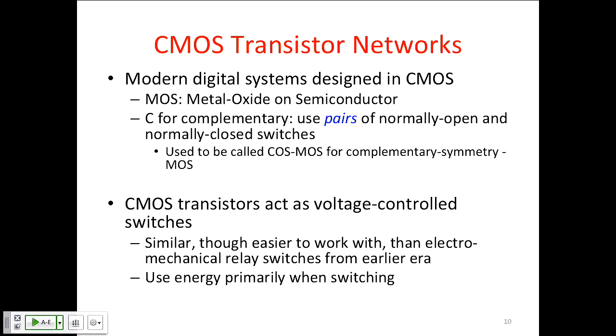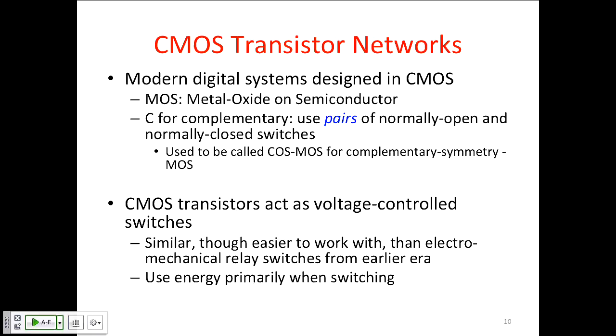MOS is metal oxide semiconductor, and that's actually 3 layers in the construction of the transistor. The control terminal is metal these days, and that's called the gate. It's insulated from the channel by an oxide, and the channel is made from semiconductor. So this kind of sandwich of metal oxide semiconductor is at the heart of a modern transistor. So, complementary metal oxide semiconductor transistors, CMOS. These are the dominant types of logic we use today.